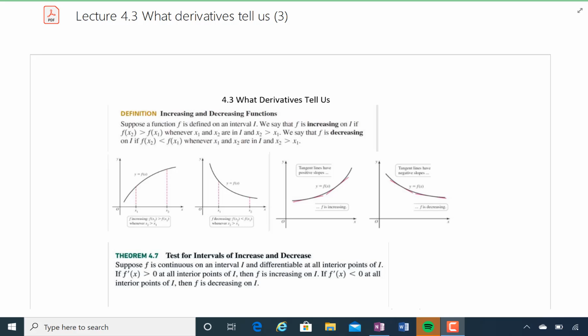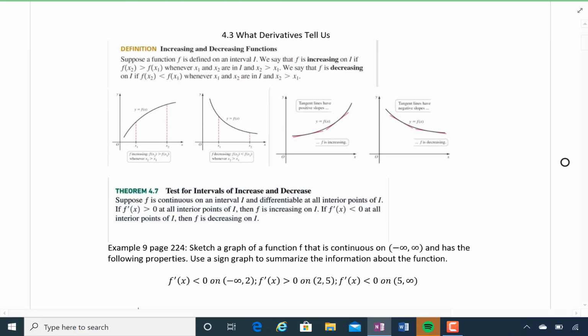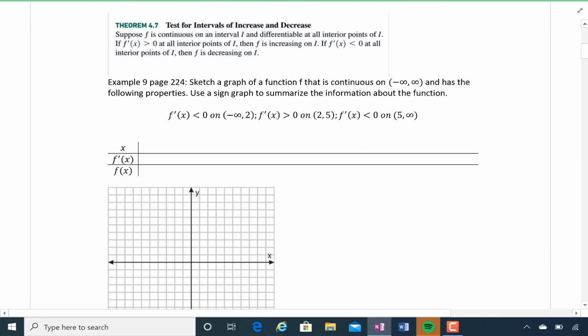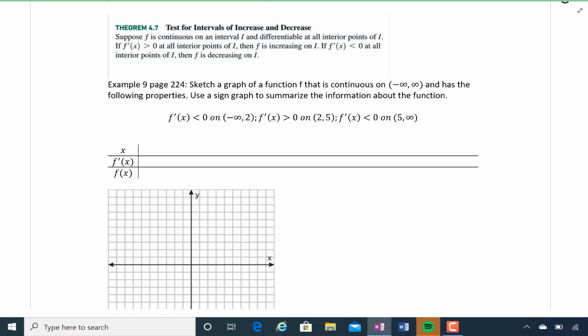So let's discuss 4.3. Now, please read the definitions and read carefully through these. The most important part is the test for intervals of increase and decrease. Basically, for increase and decrease, we have to connect it with the first derivative of a function. So if the first derivative of a function is positive at all interior points of some interval I, then f is increasing on I. This is a very important sentence.